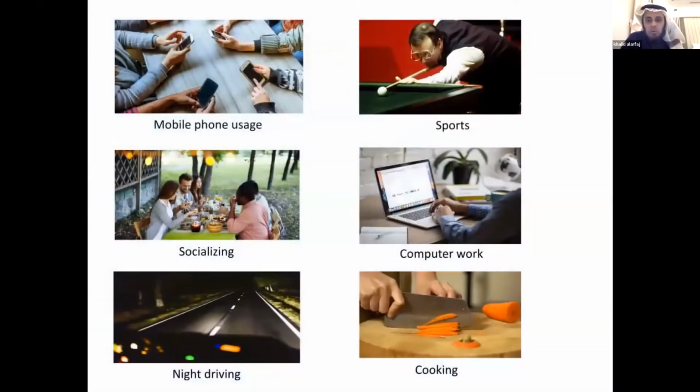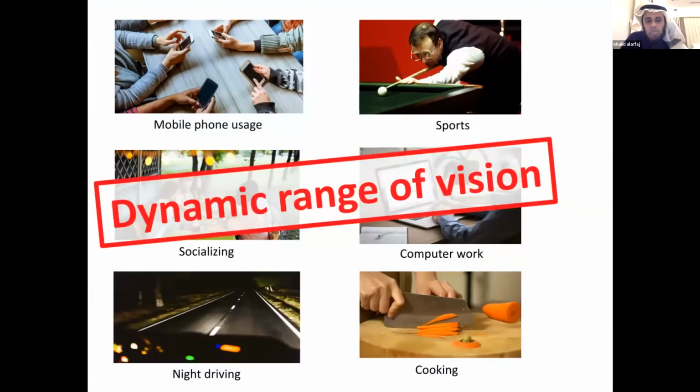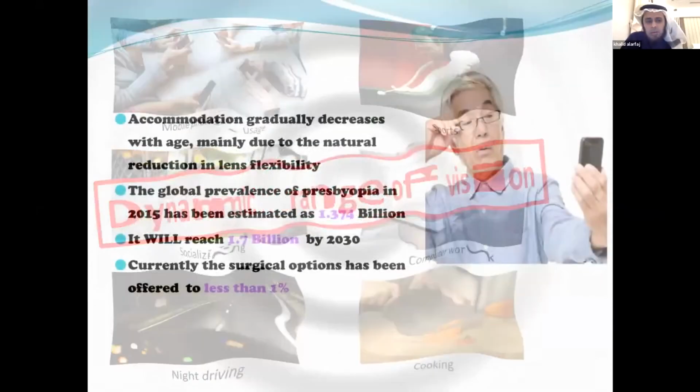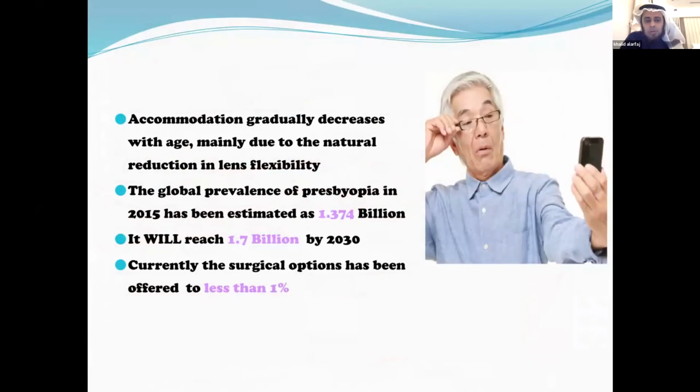We know mobile phones, sports, computer work, socializing, cooking and night driving necessitate the need for premium IOLs. So we are having a really dynamic range of vision, and we know the global prevalence of presbyopia in 2015 was estimated at 1.3 billion, and it will reach almost 1.7 billion in 2030. So far we are not offering surgical and permanent options to more than 1% of this number. So the market is really huge for the premium IOLs.